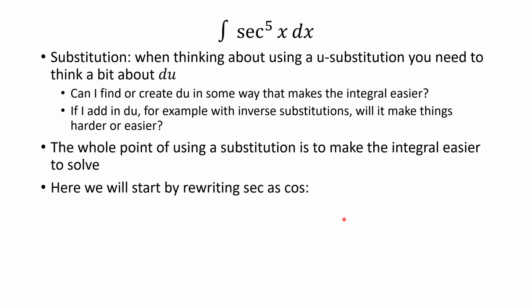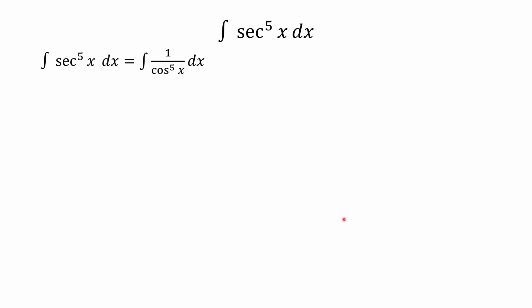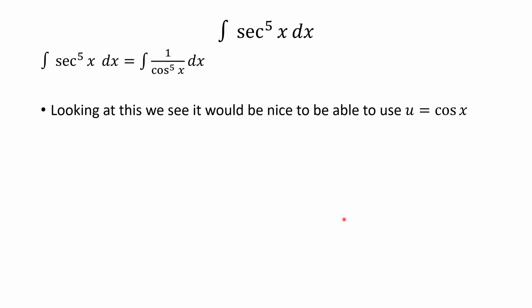So we're going to start by rewriting, in this case, secant as cosine. And we remember that secant is 1 over cosine. So our integral of secant to the fifth is the same thing as the integral of 1 over cosine to the fifth. Looking at this, it'd be really nice if we could just use u equals cosine x, because that would be a nice substitution, and that would be rather easy to solve by normal integration techniques.